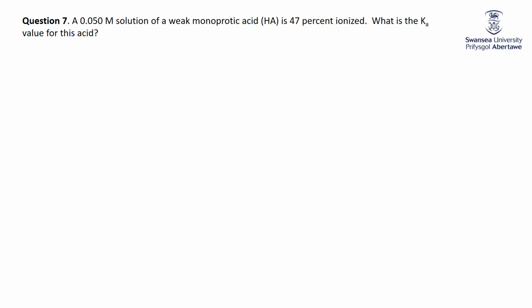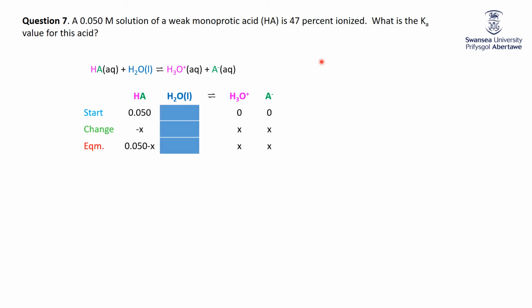What's the Ka value? Well, here's the equation. HA plus H2O, reversibly going to H3O+ and A minus. We know that it's a weak acid, which means we have to set up an equilibrium consideration. The Ka value is the equilibrium H3O+, which is X, times the A minus, which is X, divided by the HA, which is the starting concentration, 0.05 minus X.